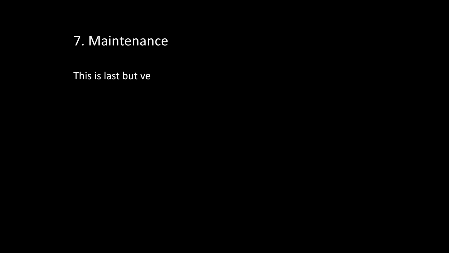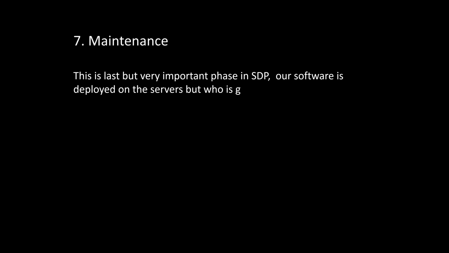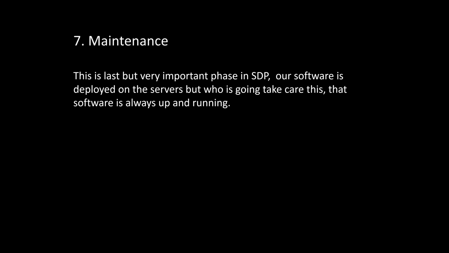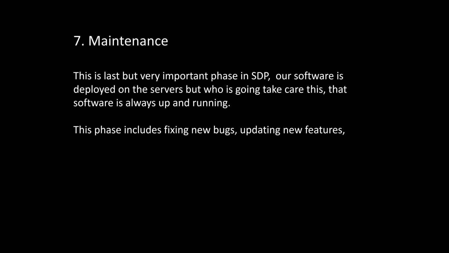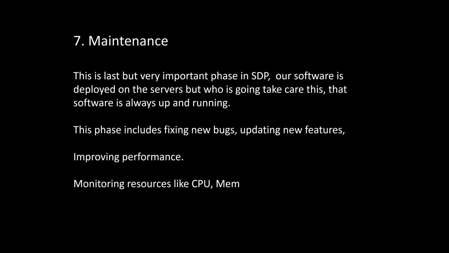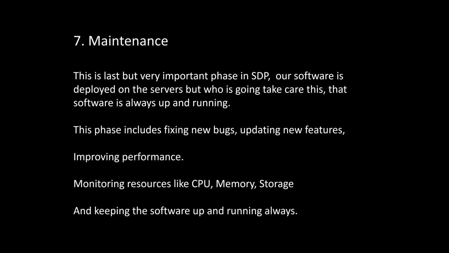Maintenance. This is the last but very important phase in the software development process. Our software is deployed on the servers, but who's going to take care of this? That the software is always up and running. This phase includes fixing new bugs, updating new features, improving performance, monitoring resources like CPU, memory, and storage, and keeping the software up and running always. That was all about the software development process.